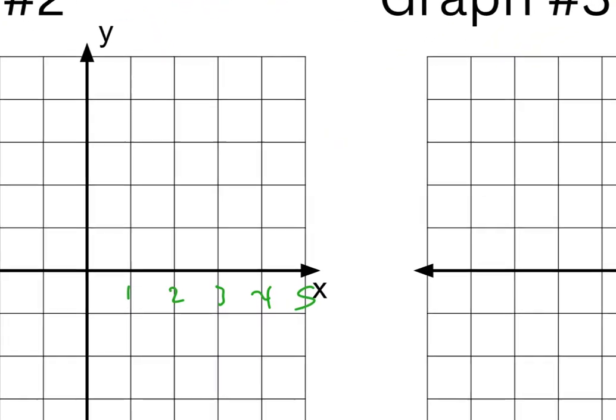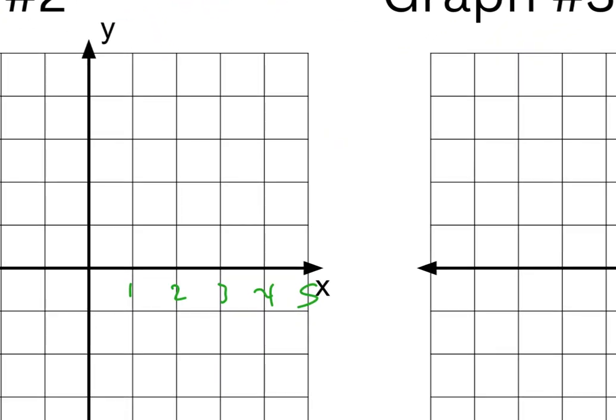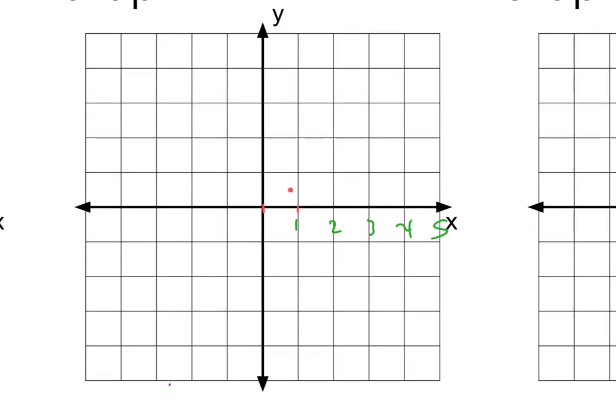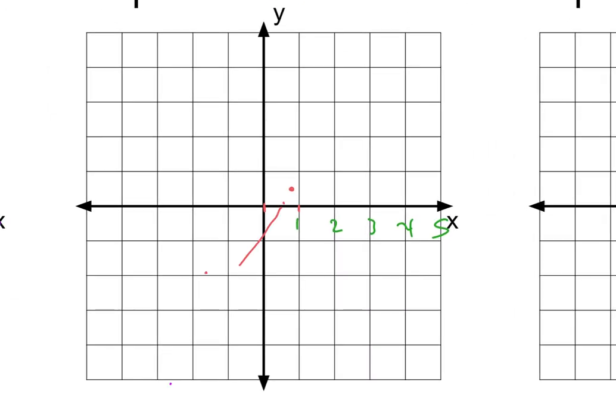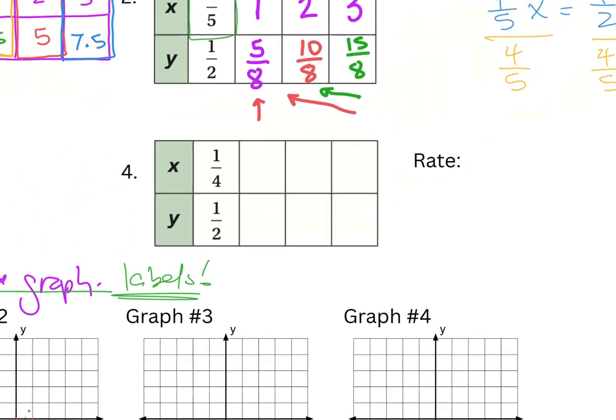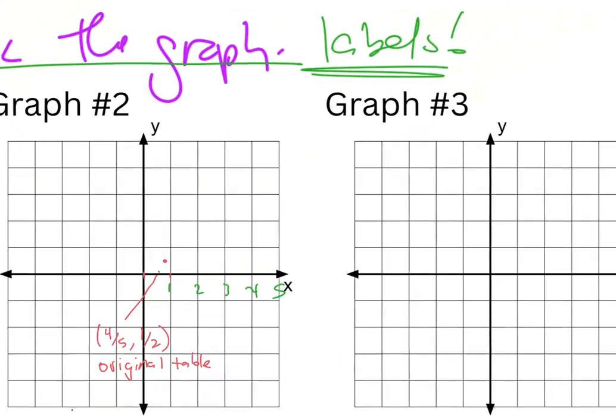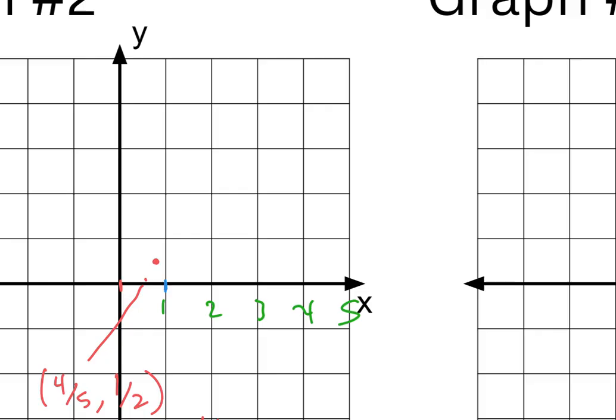But here's what we're going to do. 4/5 is so tiny. 4/5 is between 0 and 1. 4/5 was at 1/2. There's our first point. In fact, I'll write that. This was 4/5, 1/2, which was in our original table. Okay? The next number is 1 and 5/8. 1 is here, right? 5/8 is just like right there. It's not very far from 1/2, right?